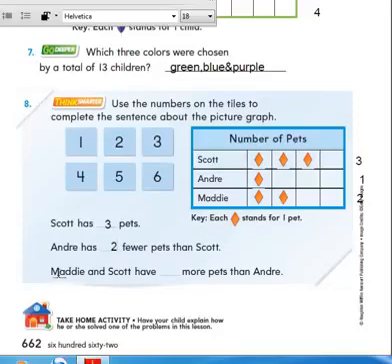Sentence number 3. Maddie and Scott have how many more pets than Andrey? So I have to look at the row of Maddie and Scott together. Scott and Maddie. Scott has 3, right? And Maddie has 2. So both of them have how many pets? Maddie and Scott. Yes, we add them together. So 3 plus 2 will give me 5.